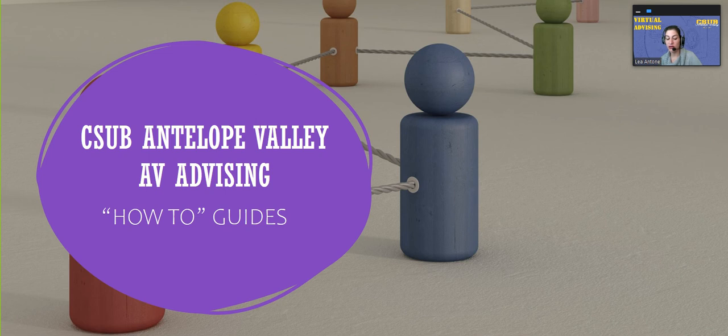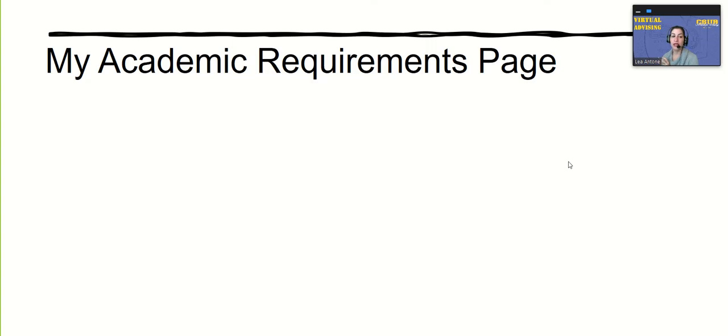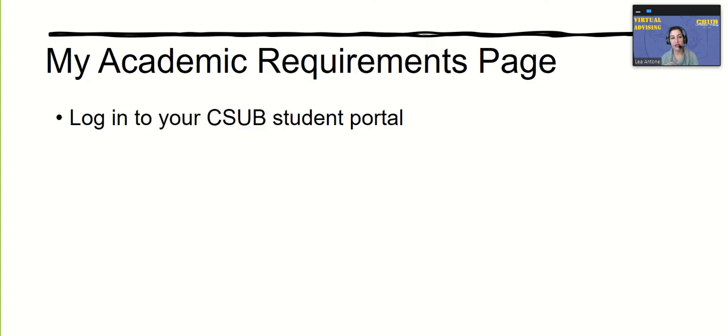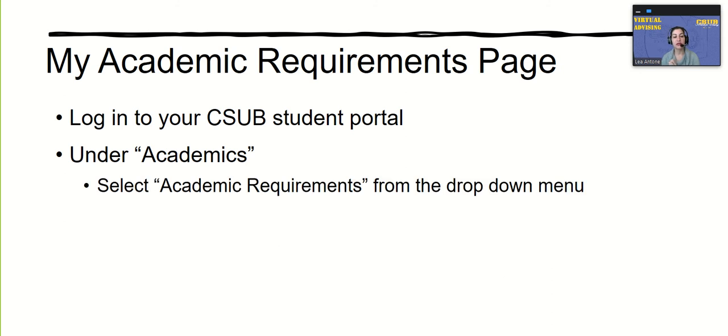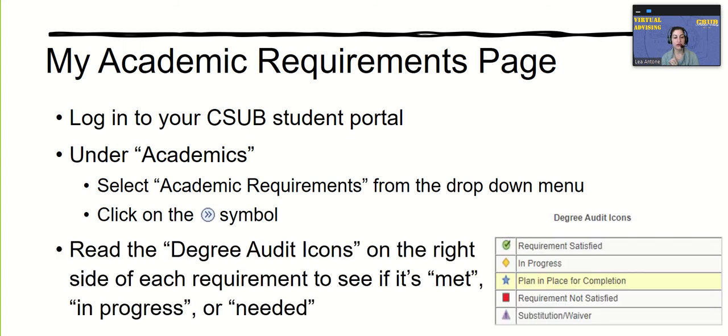In this tutorial video, I'm going to go over the transition the university is making from academic outlines to the My Academic Requirements page available to students on your MyCSUB student account. To get into your My Academic Requirements page, you're going to have to go to your CSUB student portal. Under Academics, you're going to select the Academic Requirements menu from the drop-down menu in there, and then you're going to click on the little double arrow circle there.